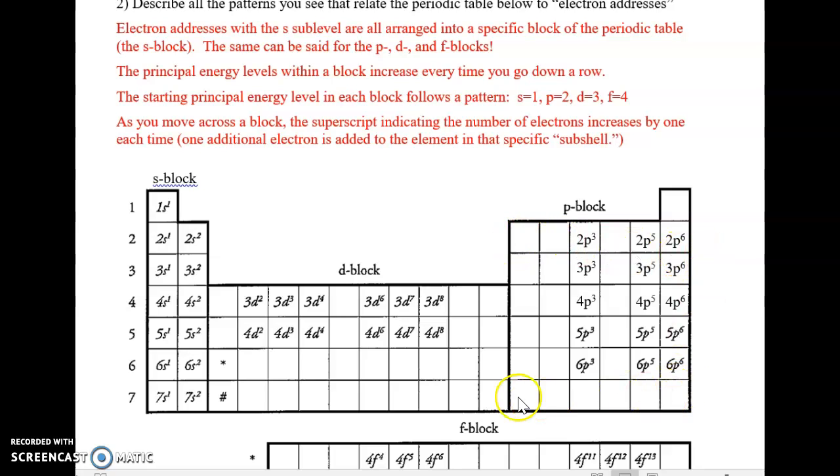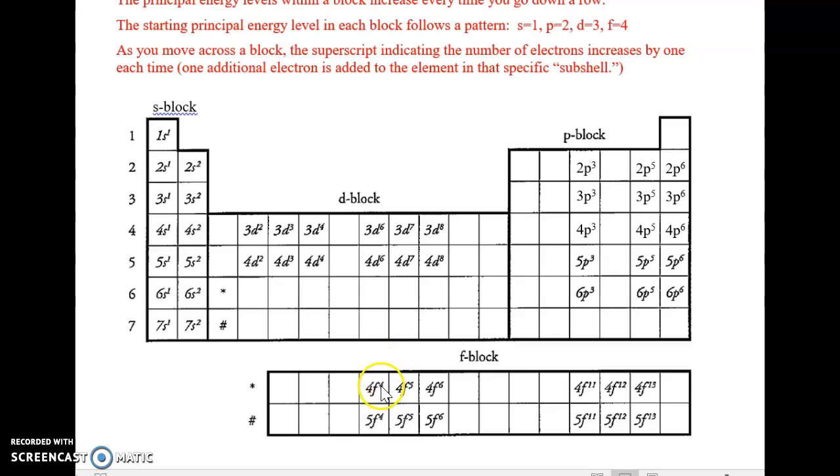Then there would be a block on the periodic table that all has P's in their electron addresses. And then the D block would be right here. They all have D's in their electron addresses. And at the bottom is the F block. So it is very important that you memorize these blocks. Again, if you were taking a standard test where it's not open book, you would have to look at a regular periodic table and know which block is which. And I'm going to give you a handy way of remembering this.